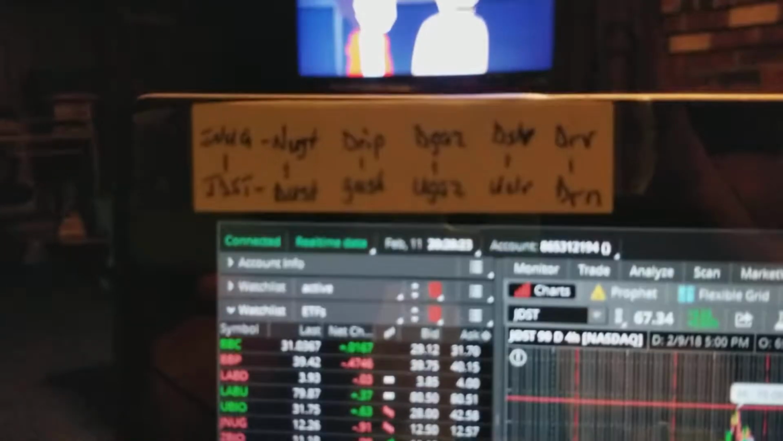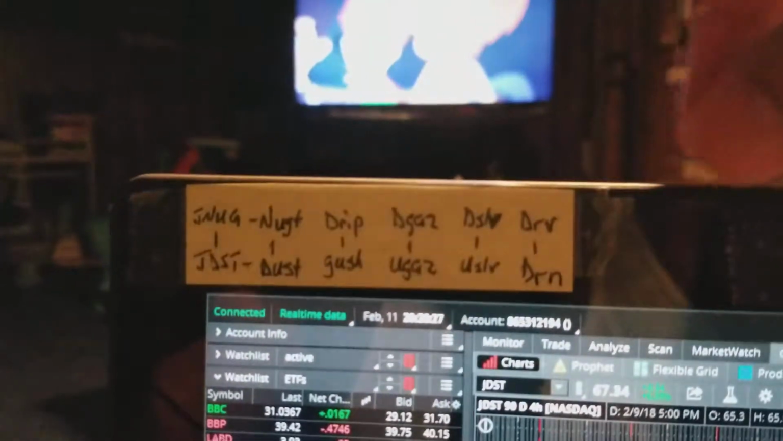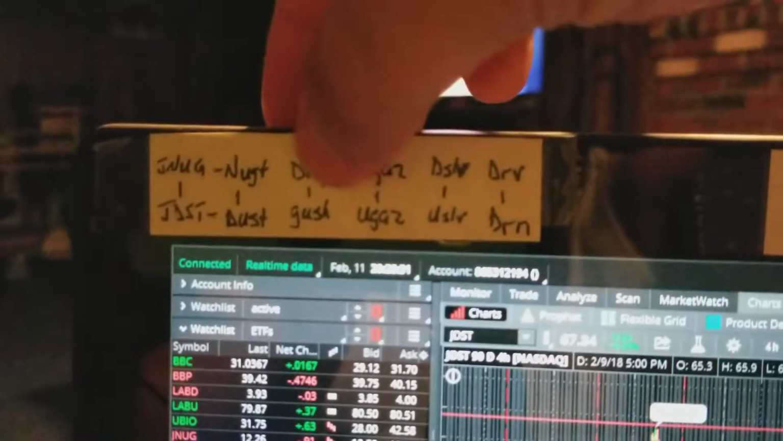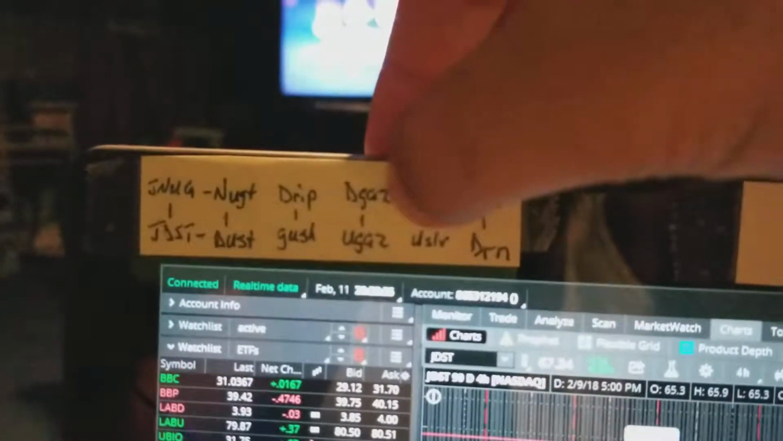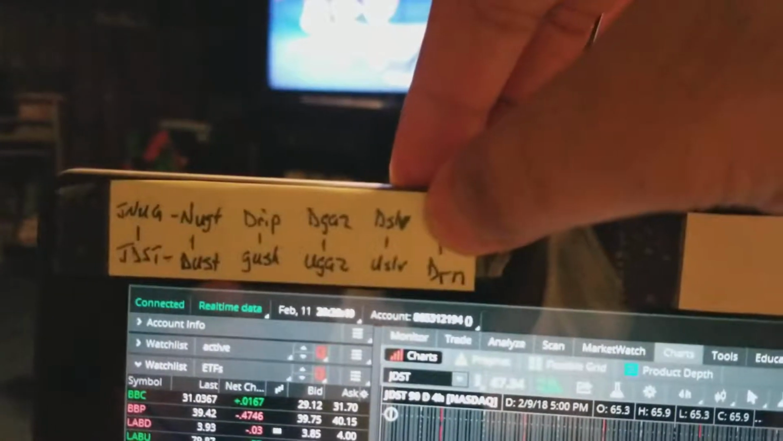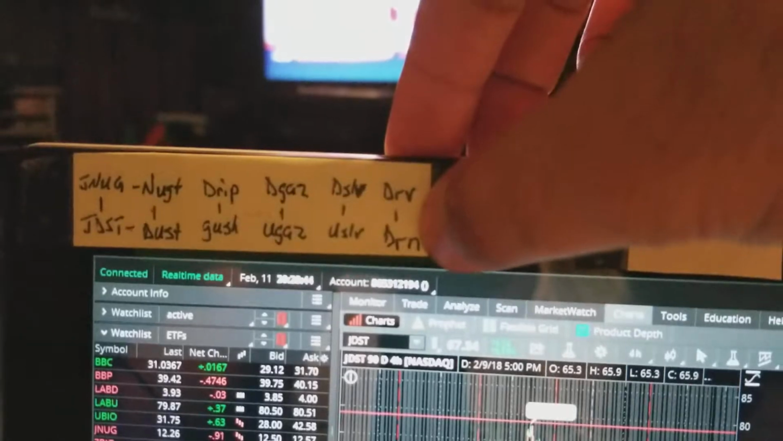But let me show you guys the list. Let's see if this thing will focus. All right, there you go. I taped this little list on the top of my laptop. So JNUG is the inverse of JDST. Nugget is the inverse of Dust. Drip is the inverse of Gush. DGAS is the inverse of UGAS. DSLV is the inverse of USLV. DRV is inverse of DRN.